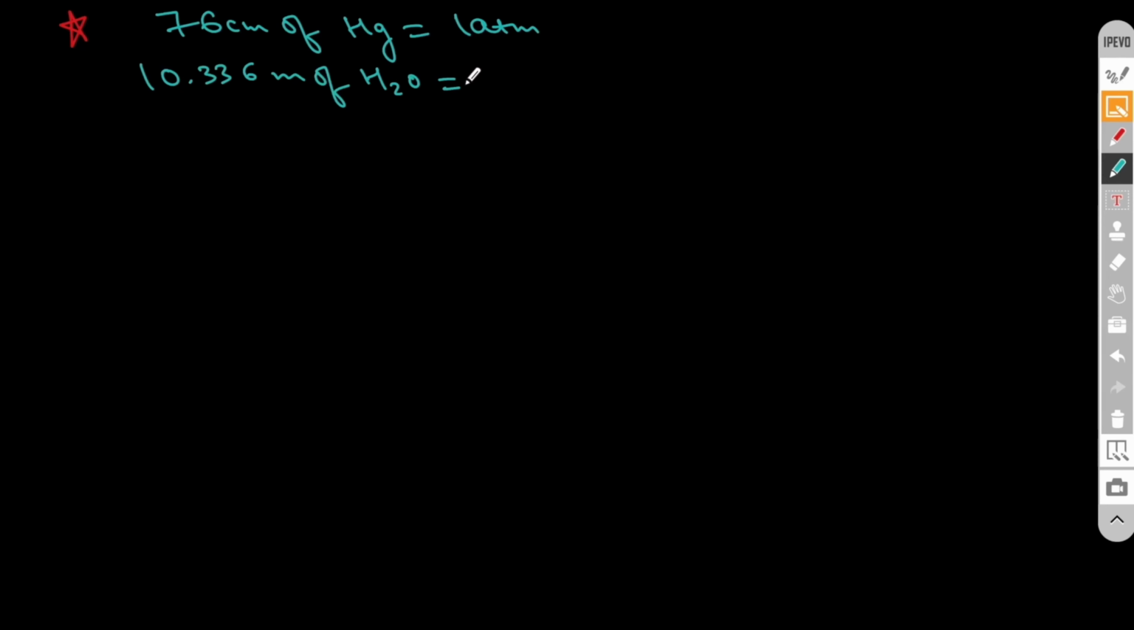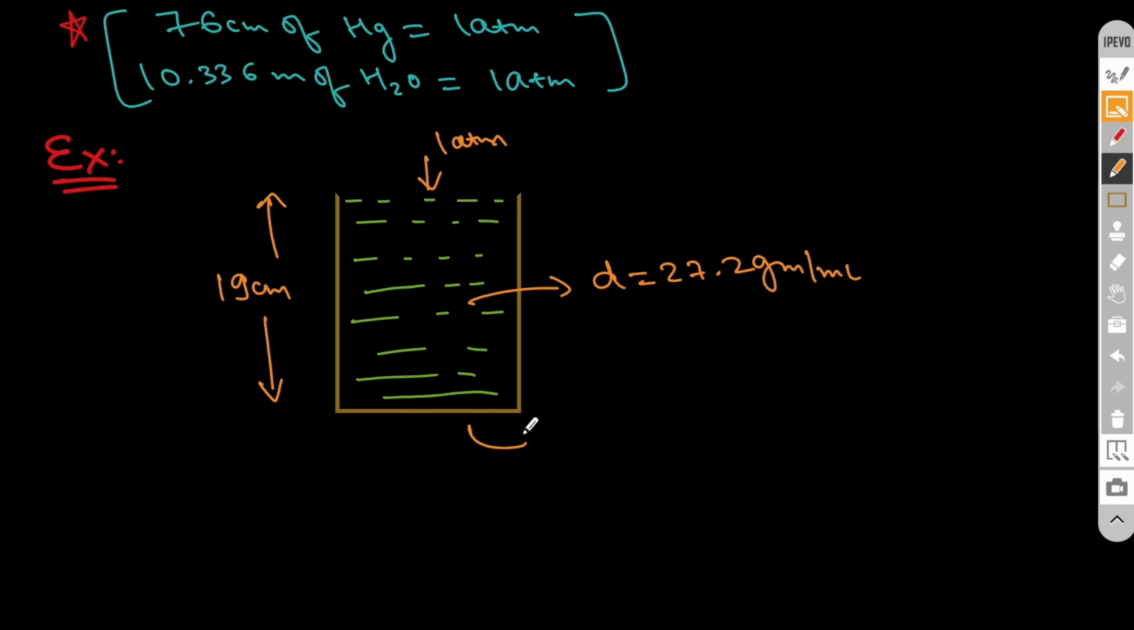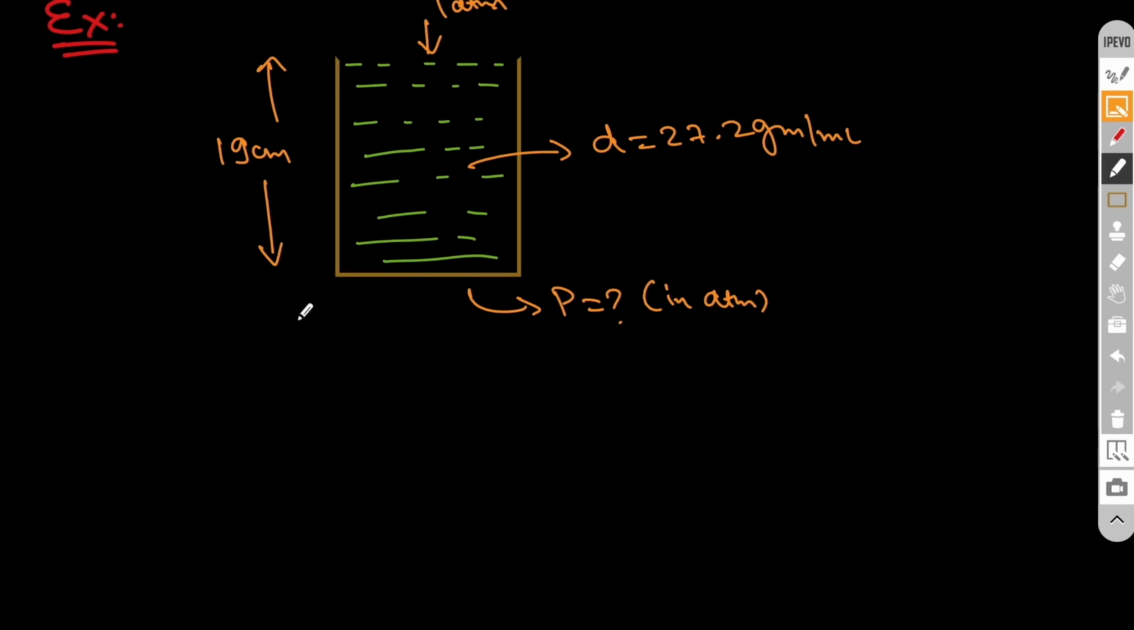So we got another conclusion here that 76 centimeter of mercury produces a pressure of 1 atm. Similarly, 10.336 meter of water will produce a pressure of 1 atm when these are enclosed in a container. So here we'll solve another problem. We have to find the pressure at bottom in atm. Here another liquid is given whose density is known, but we don't know the liquid, what liquid it is.